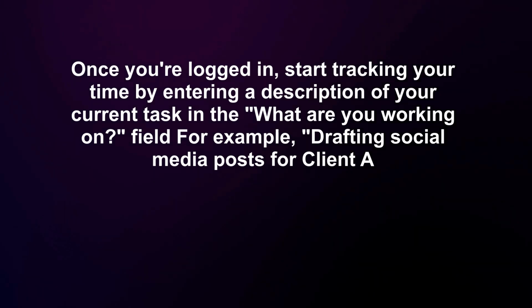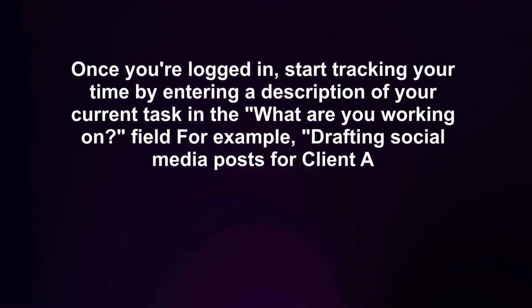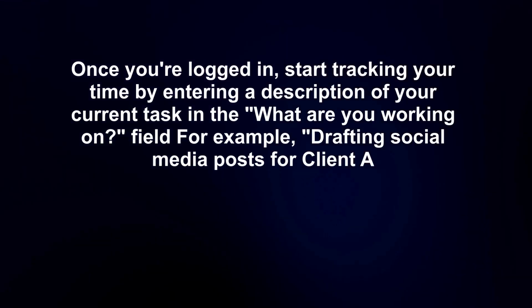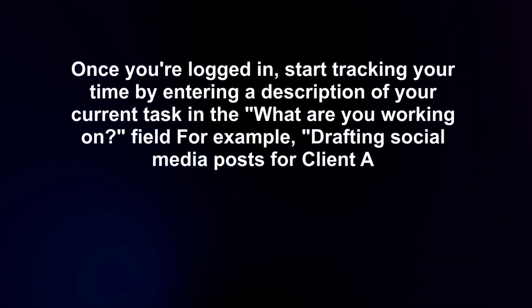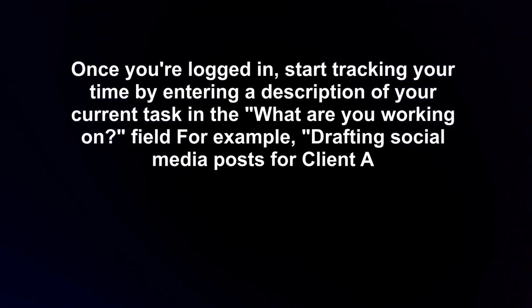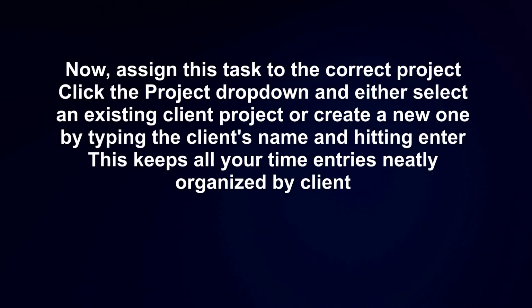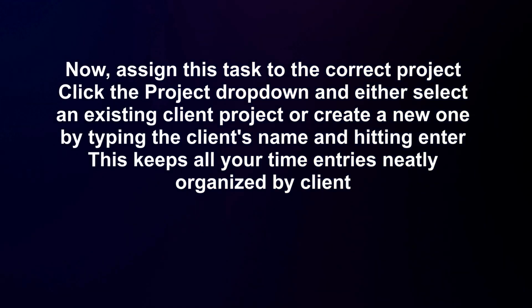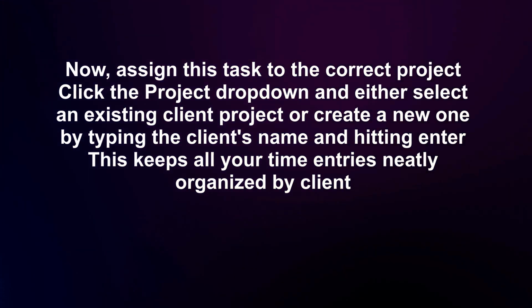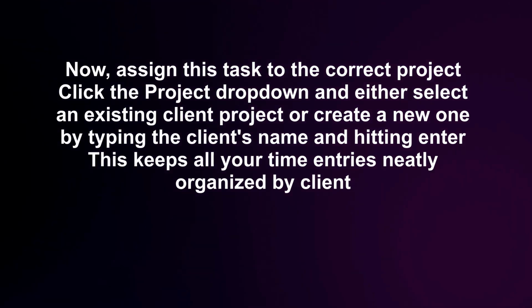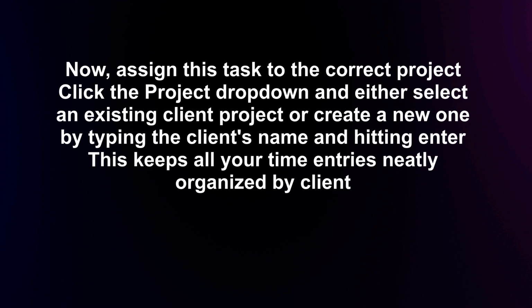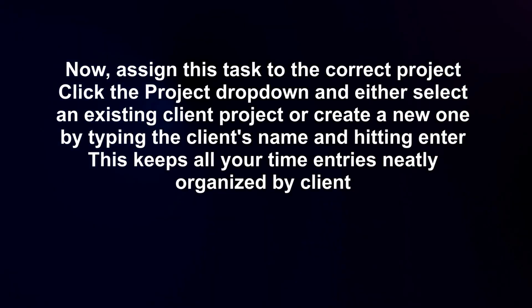Once you're logged in, start tracking your time by entering a description of your current task in the "What are you working on?" field. For example, drafting social media posts for client. Now, assign this task to the correct project. Click the project drop-down and either select an existing client project or create a new one by typing the client's name and hitting enter. This keeps all your time entries neatly organized by client.